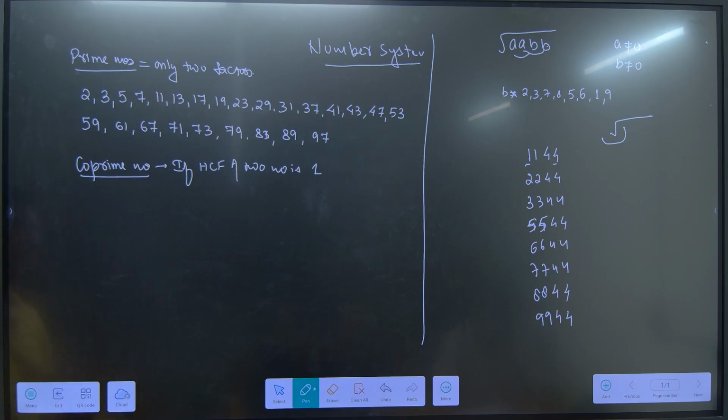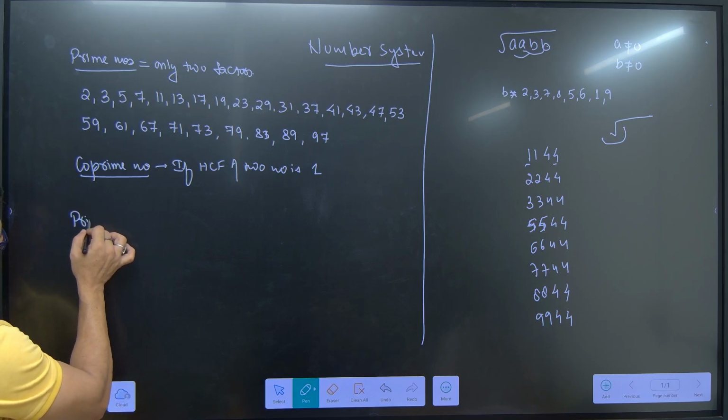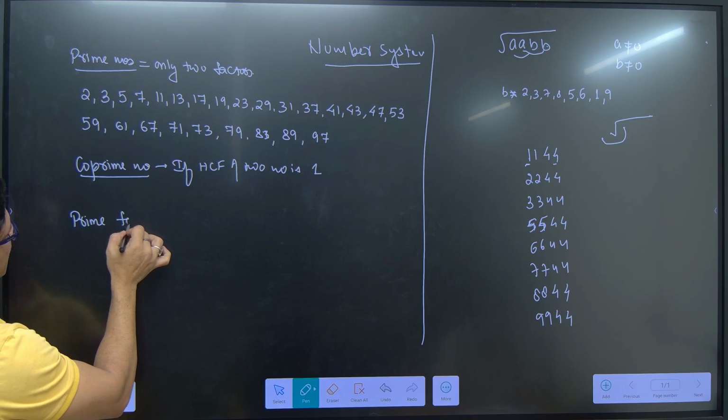Okay. Any two consecutive numbers are also co-prime always. 2 3 co-prime, 3 4 co-prime, 4 5 co-prime, 5 6 co-prime, 6 7 co-prime. सारे consecutive numbers are also co-prime. Then third is prime factorization. यहाँ से अपना काम चालू होता है.